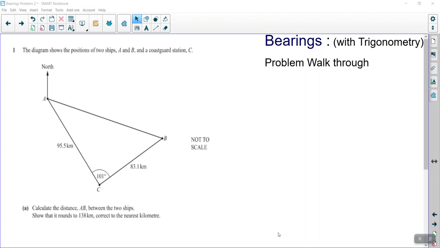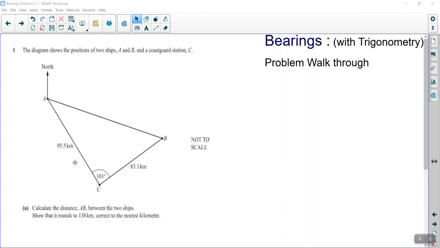C. So the diagram is given to you. It's not to scale. That means don't use your protractor to measure the angles or a ruler. So calculate the distance AB between the two ships. Show that it rounds to 138 kilometers, correct to the nearest kilometer. You have already been given the answer. All you need to do is arrive at this answer. So basically show your working.